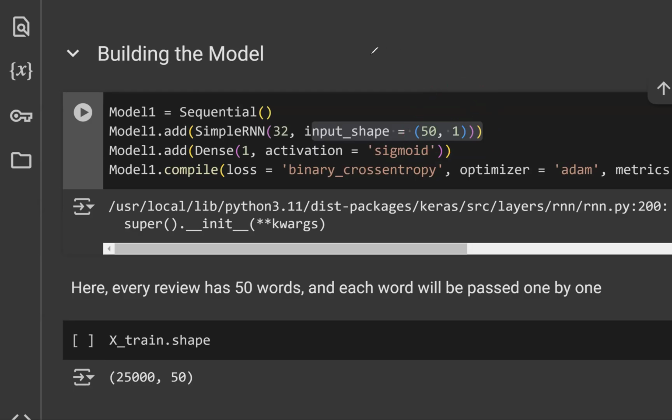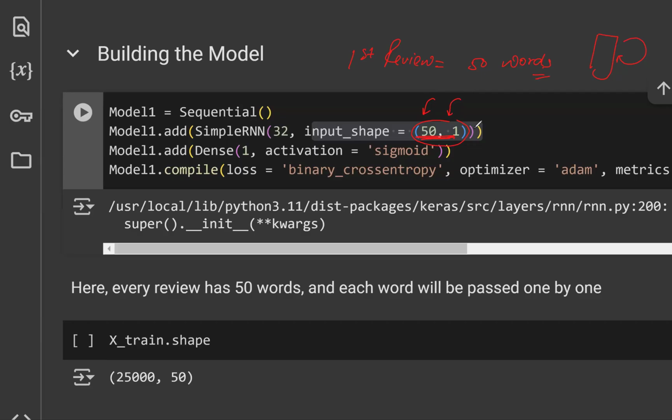Why? See, let's say the first review has how many words? 50 words. And you know, your RNN does not have so many layers. It works in a loop fashion. So word by word, I take the first review, it has 50 words. So word by word, the review will be passed to the RNN model. That is the meaning of 50,1. You have 50 words in one review, and one by one it will be passed. That is the meaning of 50 comma 1, and that is for one review.